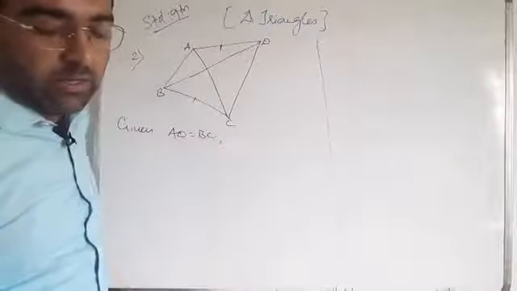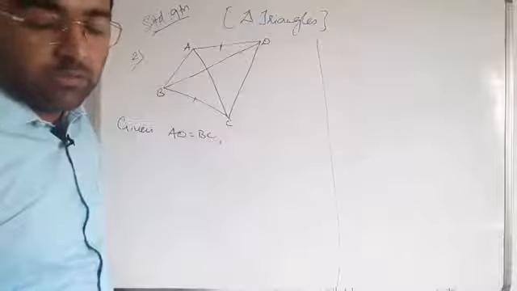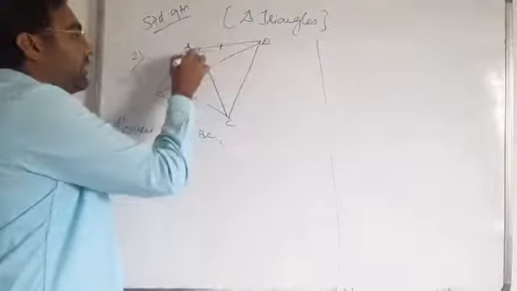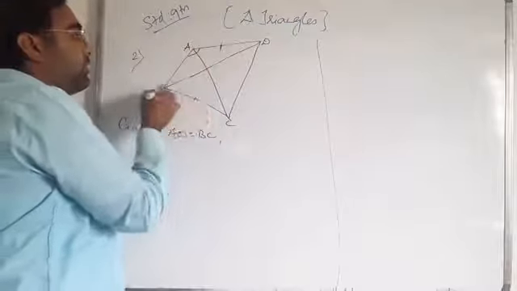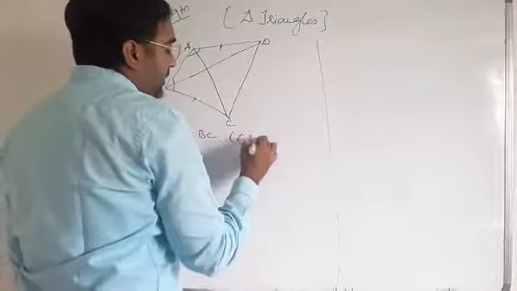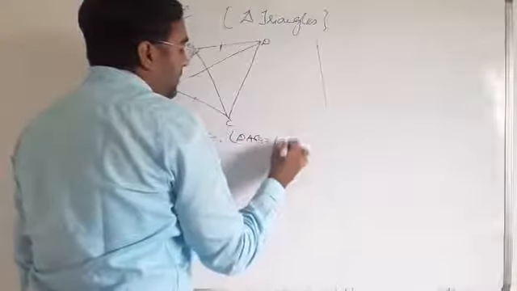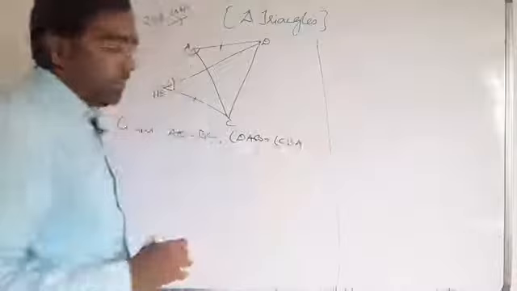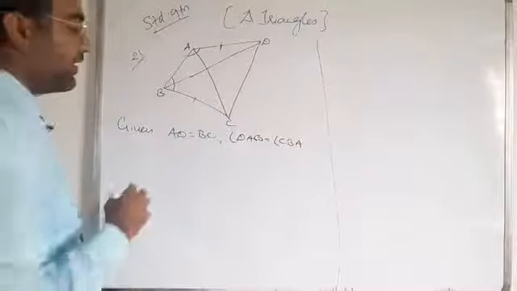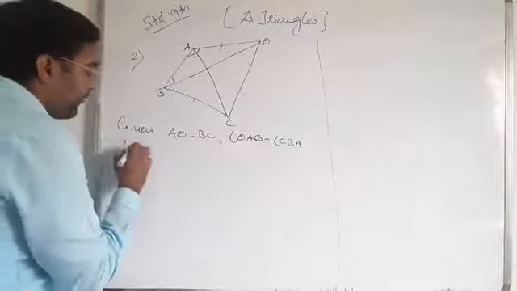Second thing, that is angle DAB is equal to angle CBA. Angle DAB, this angle, is equal to angle CBA, this angle. Okay, DAB is equal to CBA. Here we have to prove that.